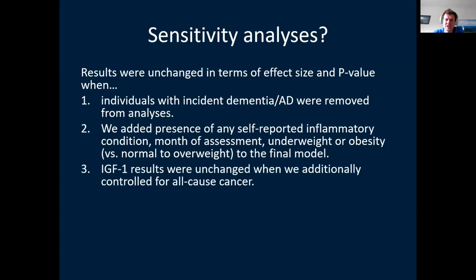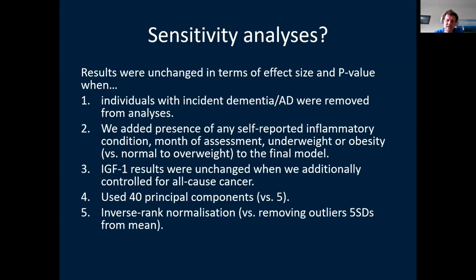The ApoE association with IGF-1 results were completely unchanged when we controlled for cancer, because cancer can affect IGF-1 levels. And when we absolutely threw the kitchen sink of principal components, which can be a useful control for stratification, it made, again, no difference when we used 40, so all of them, versus just 5. And when we analysed the data in a slightly different way, where initially we chucked out massive outliers, so people who had values 5 standard deviations higher than the mean, which is very few people, but when you left them in and just did it a different way, the results again were exactly the same.